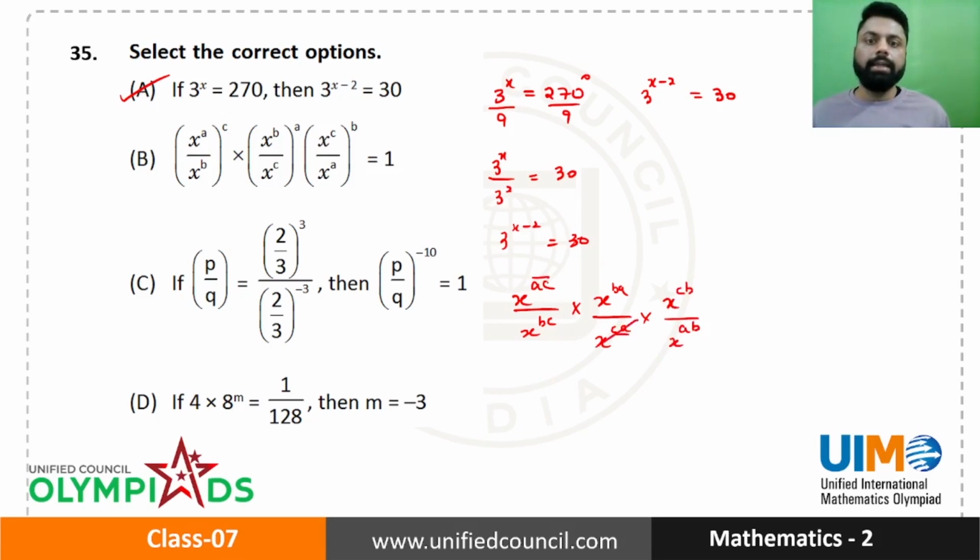AC, AC cancel out, BC, BC cancel out, BA, BA cancel out. That is equal to 1. True.